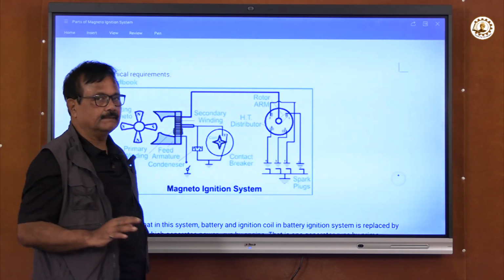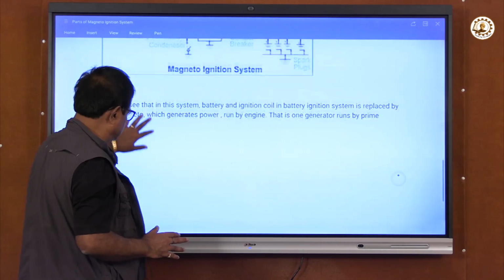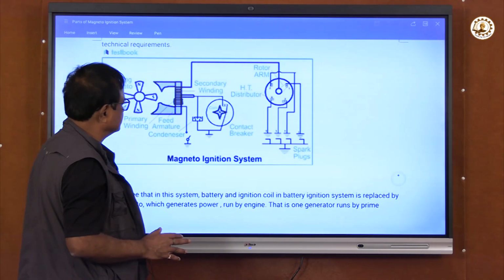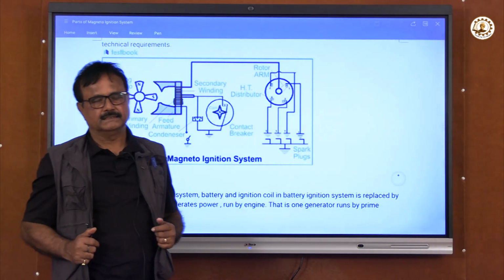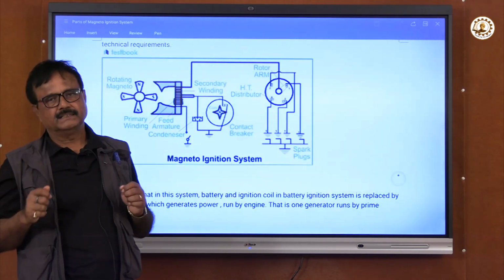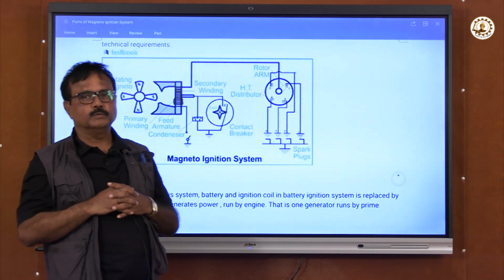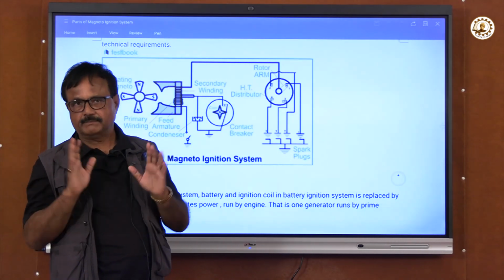Now we have seen the battery ignition. We have already seen that one battery is there, that is a sulfuric acid battery. The start-off switch is there and one ignition coil is there. You have read it already.